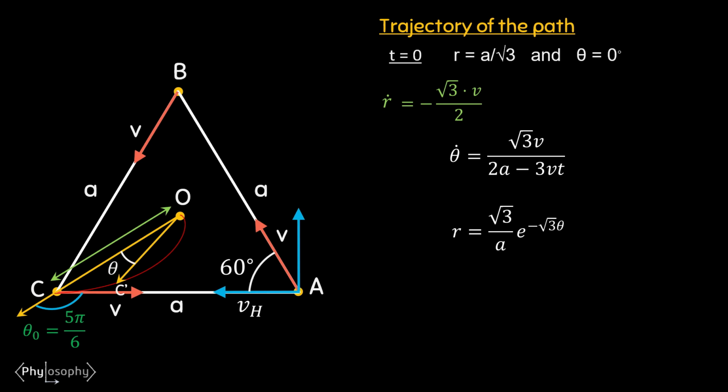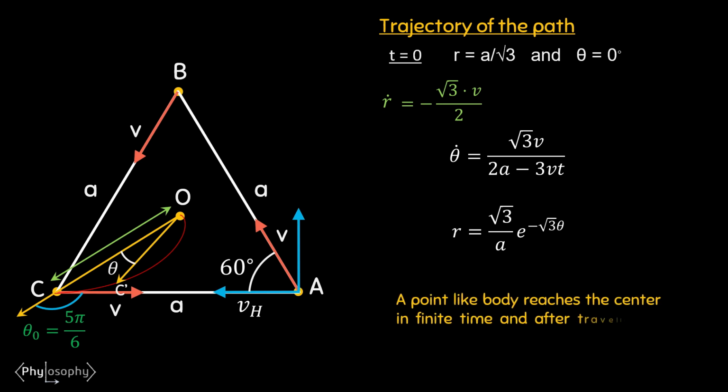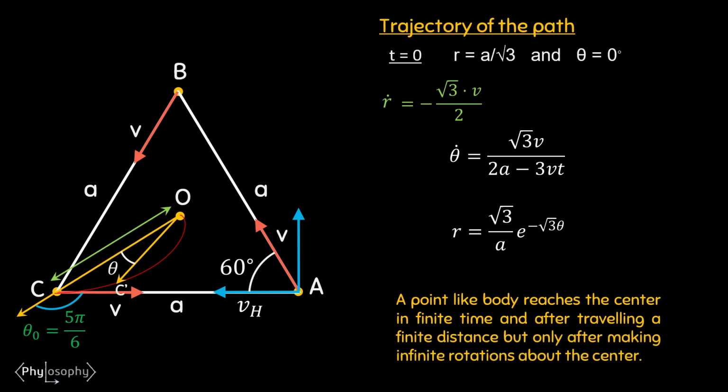So this is the equation for the trajectory of the particle, and this equation is also known as logarithmic spiral, and it implies that the radius vector r will be 0 after turning through an infinite angle. Therefore, we can say that a point-like body reaches the center in finite time and after traveling a finite distance but only making infinite rotations about the center.